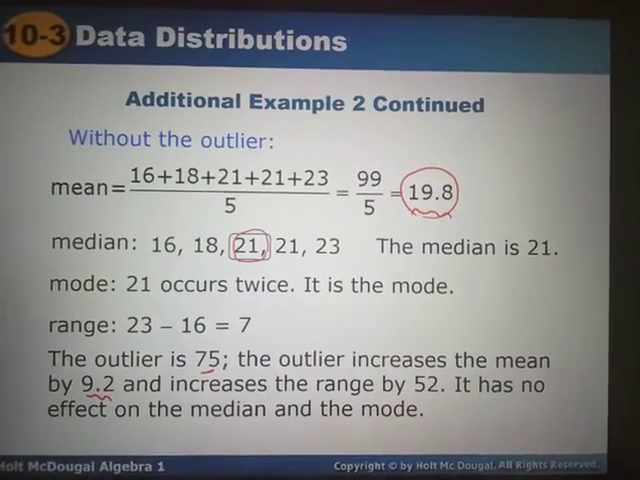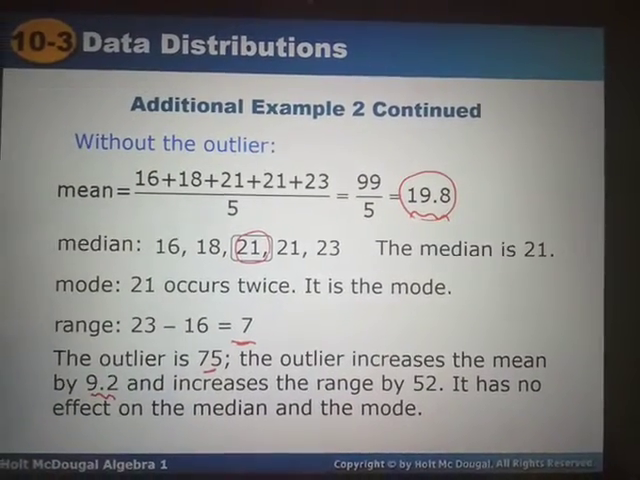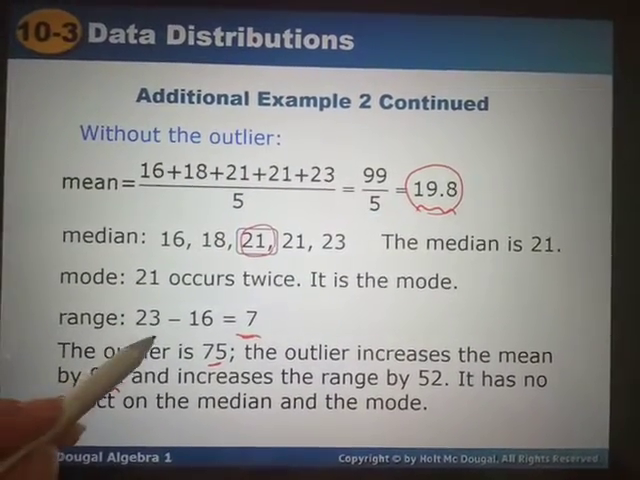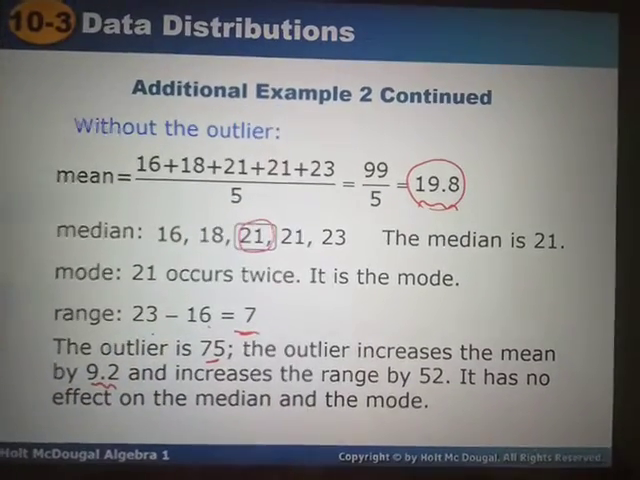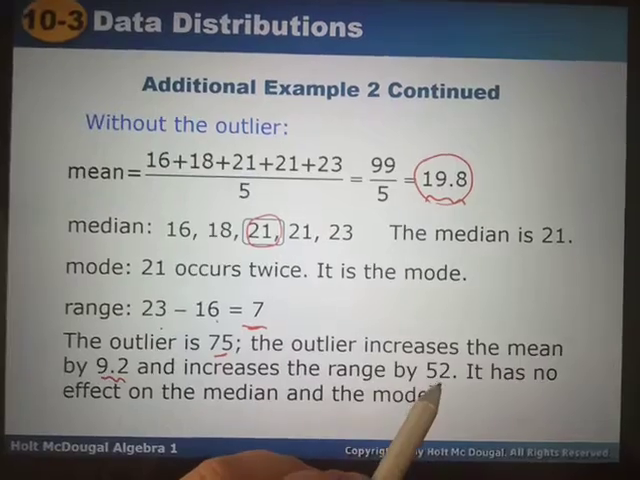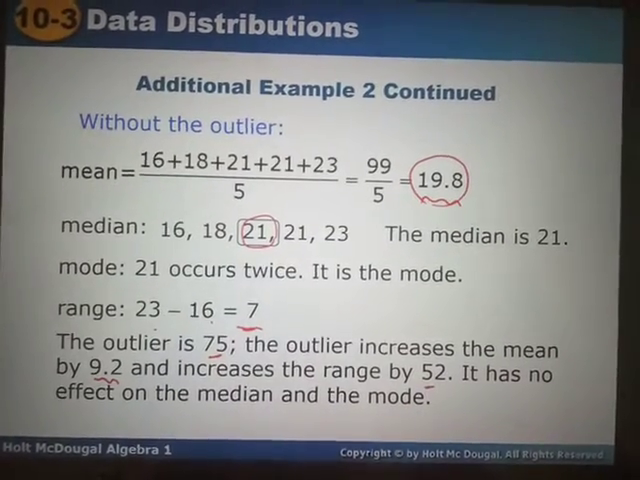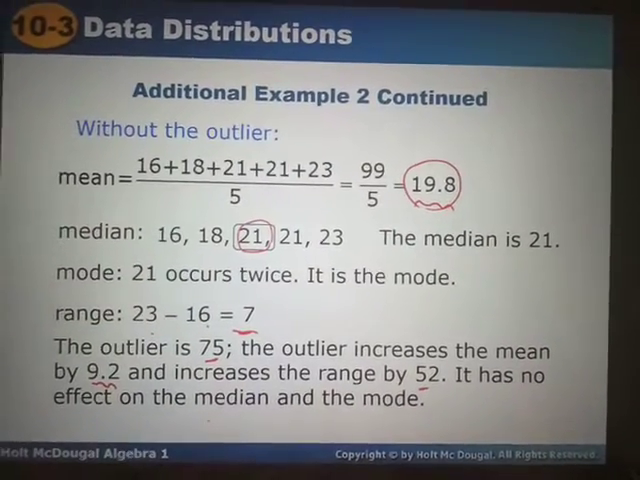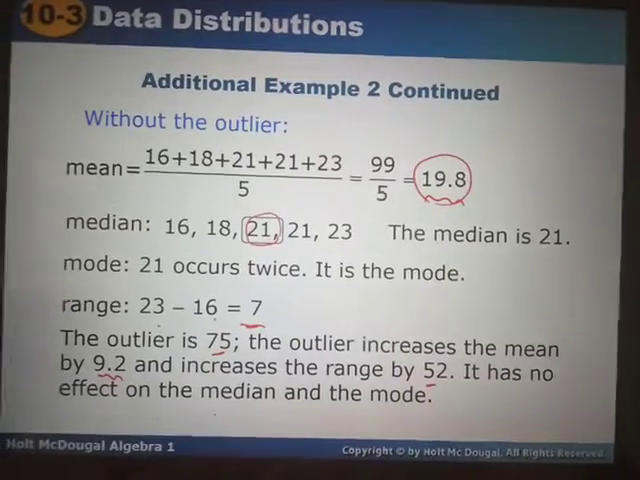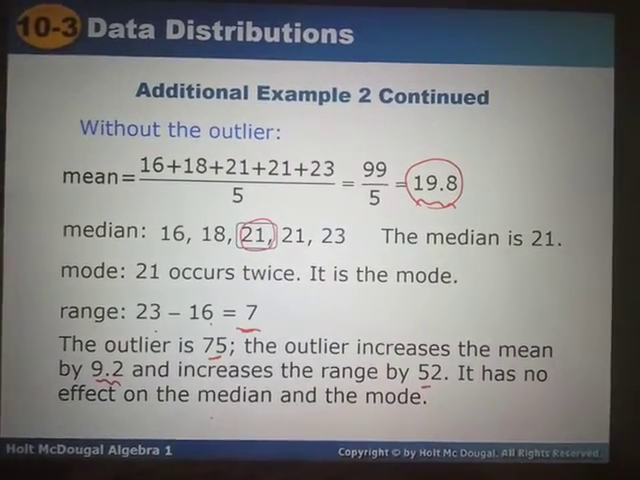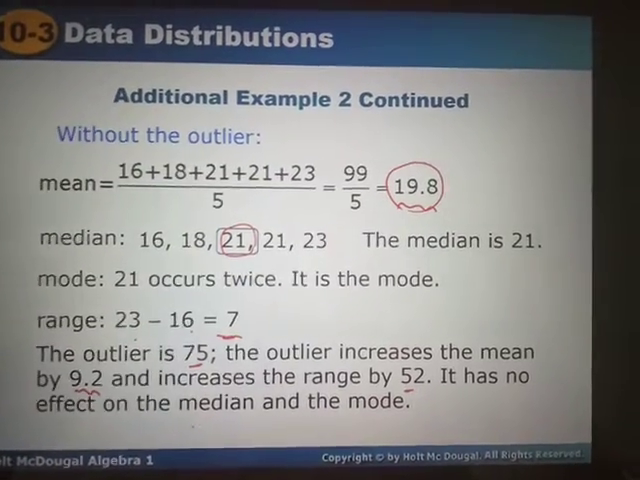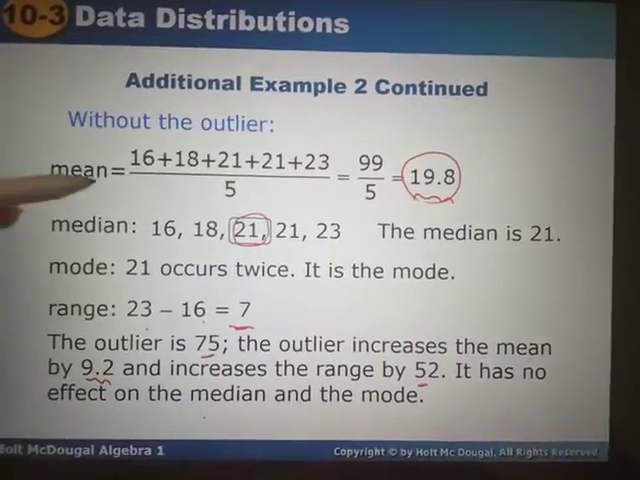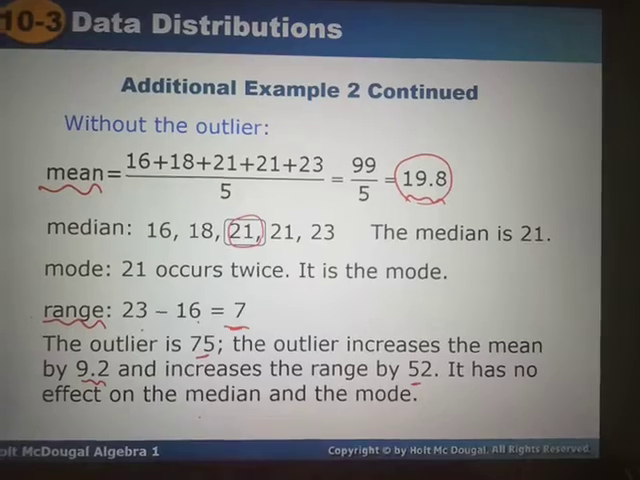increased the range. The range was 75 minus 16, but here the range is 23 minus 16, so the range increased by 52, but the outlier has no effect on the median and on the mode. The median is 21 with the outlier, and 21 without it, and the mode is 21 and still 21 without the outlier. So the outlier affected the mean and the range, okay?